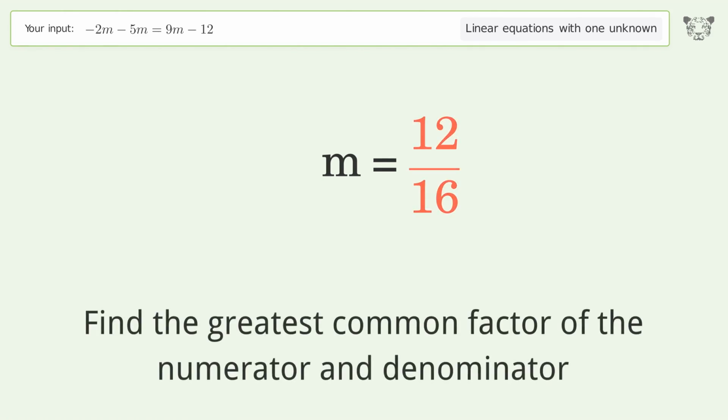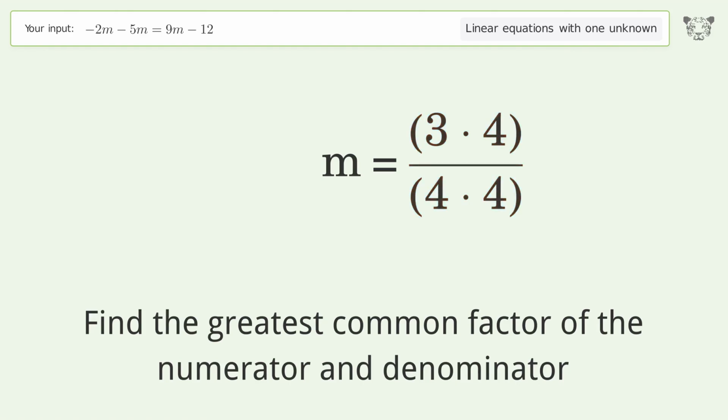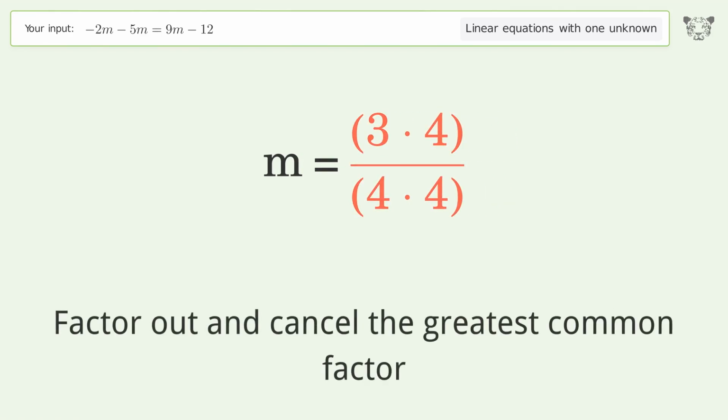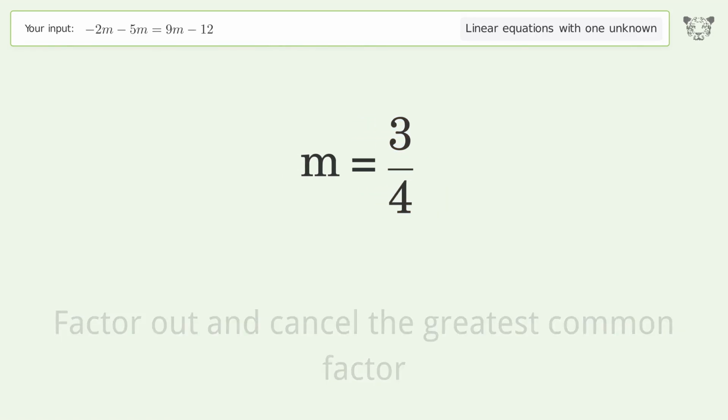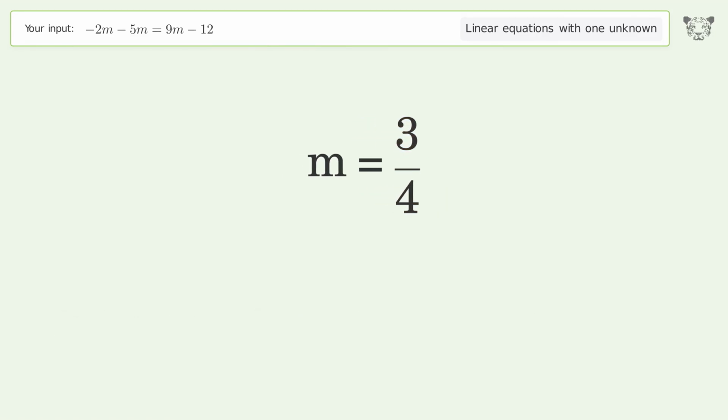Find the greatest common factor of the numerator and denominator. Factor out and cancel the greatest common factor. And so the final result is m equals 3/4.